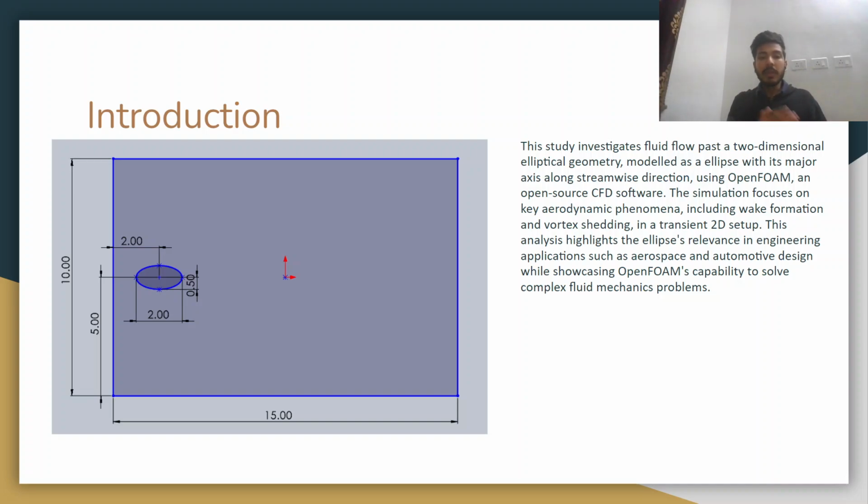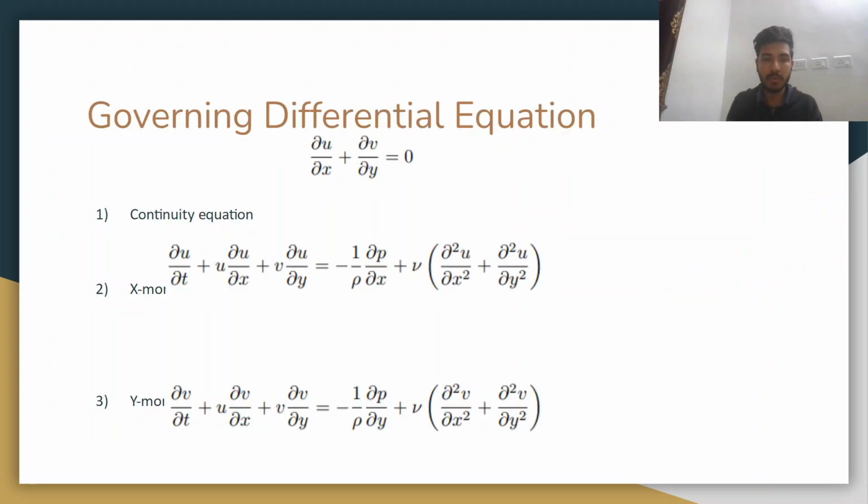The domain that I have taken will be 15 units in the horizontal direction, that is along the flow direction, and 10 units in the vertical direction, that is perpendicular to the flow direction. The elliptical obstacle that I will be using, which has its major axis along the flow direction, will have 2 units as its major axis and 1 unit as its minor axis, right? So that's basically the description of the domain and the obstacle that I will be performing the simulation upon.